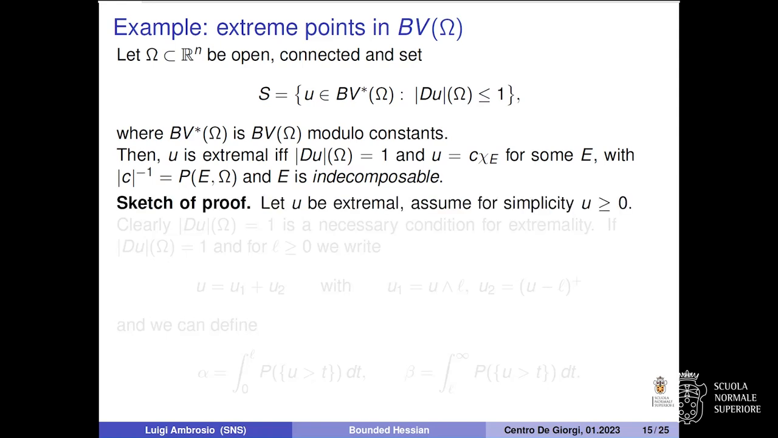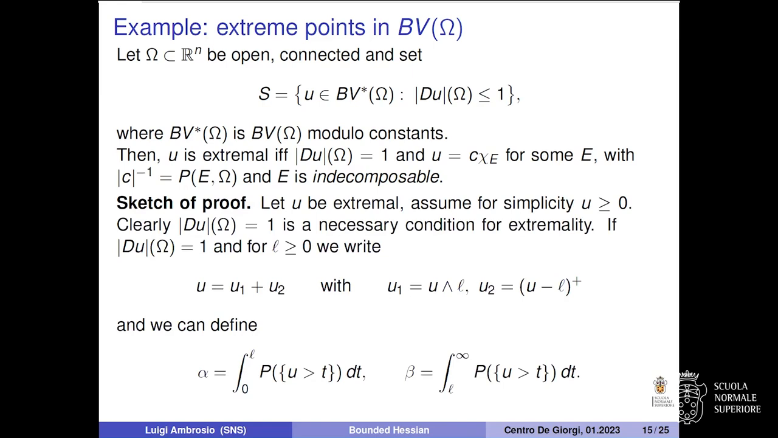Okay, let's see how the proof works. So take U extremal, and let me assume just for simplicity that U is non-negative. Then, as I said, it's pretty clear that you have to stay on the sphere, and this is clearly a necessary condition. And then you try the most obvious decomposition you can imagine for functions. You do this decomposition at an intermediate level L, and you call alpha and beta the perimeters of the super-level sets integrated from 0 to L and from L to infinity, respectively. And then by the coarea formula, alpha plus beta is equal to the total variation, which is 1.